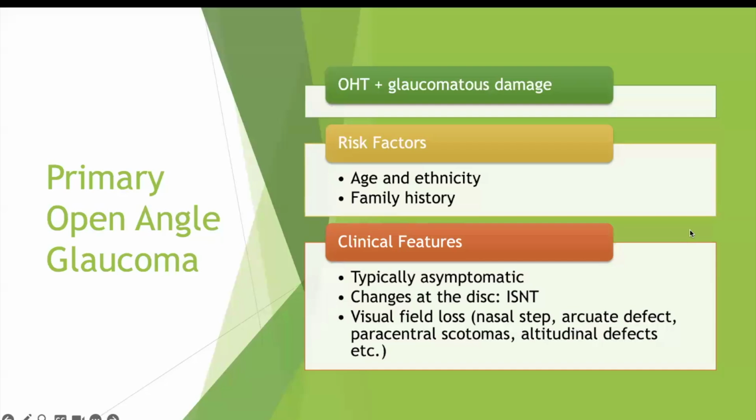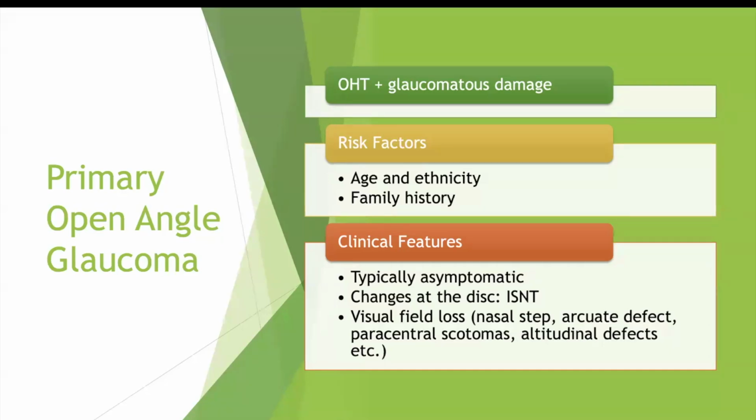So then primary open angle glaucoma is essentially ocular hypertension plus glaucomatous damage, or you're just seeing somebody present with a high pressure and glaucomatous damage. There are risk factors: older patients, like I said, Afro-Caribbean patients, patients with a family history, and these are patients that are typically going to come in asymptomatic. They're probably referrals from an optician, for example, who has seen some damage at the back of the eye at a routine test and referred them into glaucoma. You're going to see some changes at the disc.